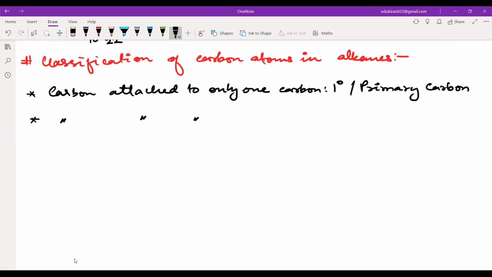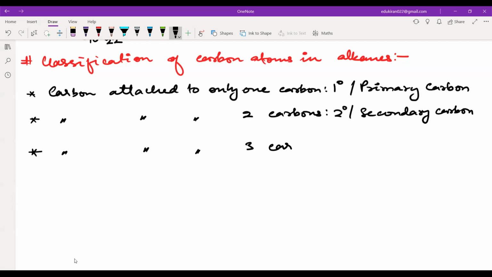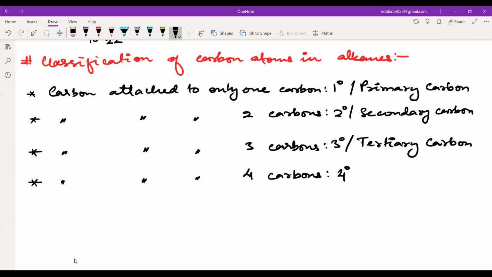Carbon attached to two carbons is known as 2 degree or secondary carbon. If you have a carbon attached to 3 carbons, it is known as 3 degree or tertiary carbon. If you have carbon attached to 4 carbons, it is known as 4 degree or quaternary carbon.